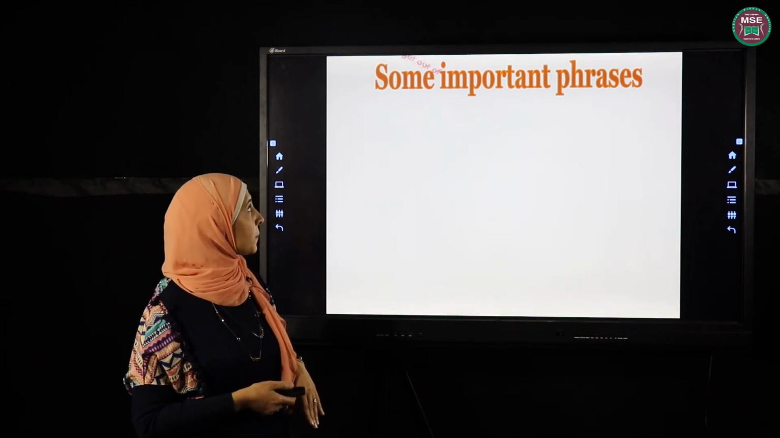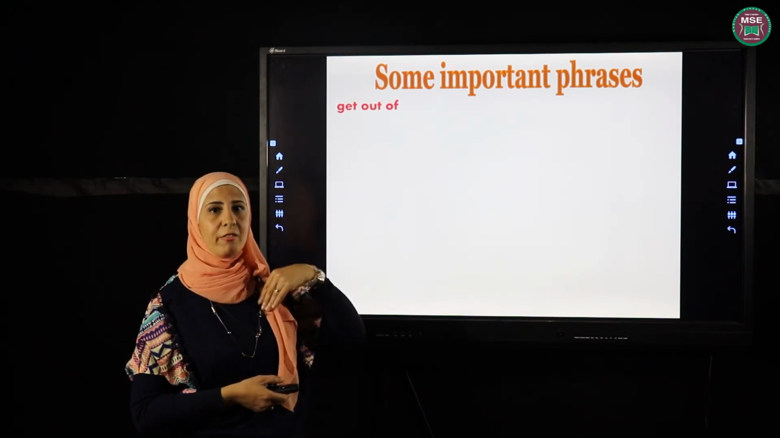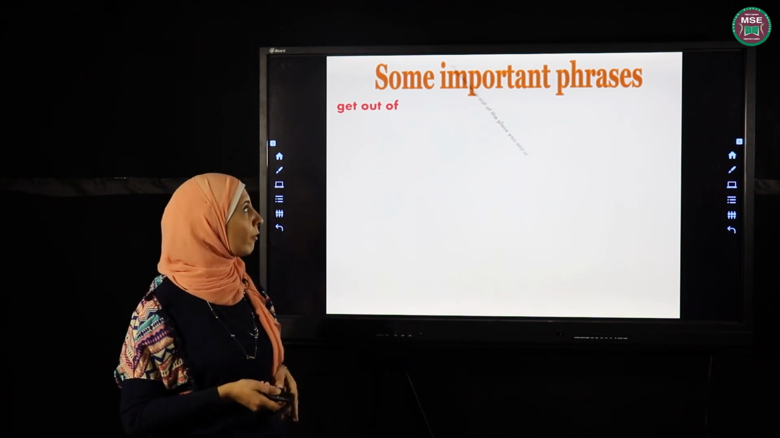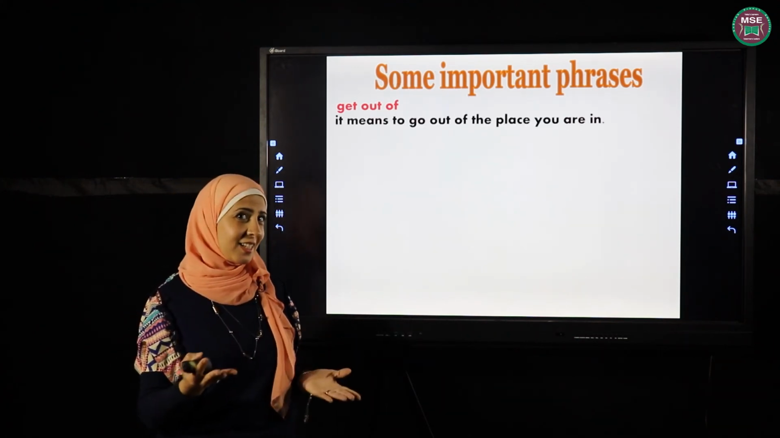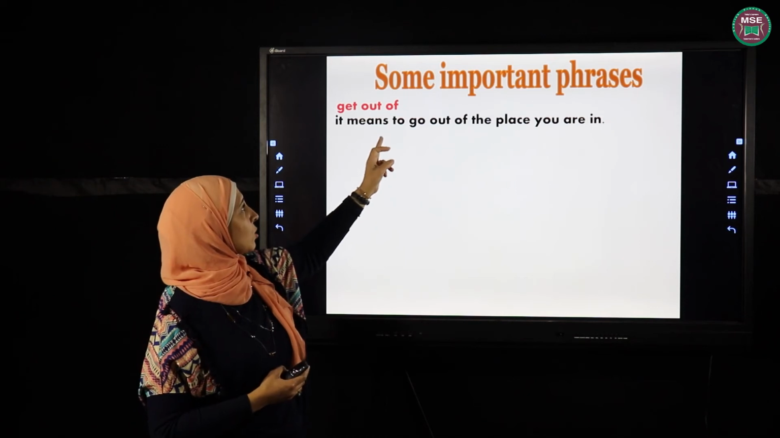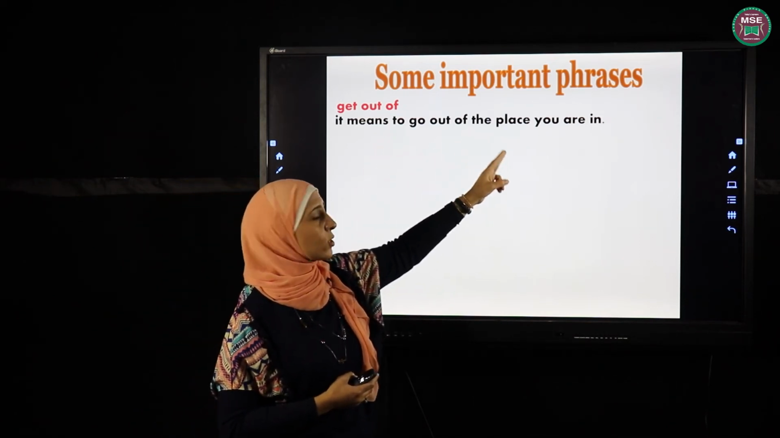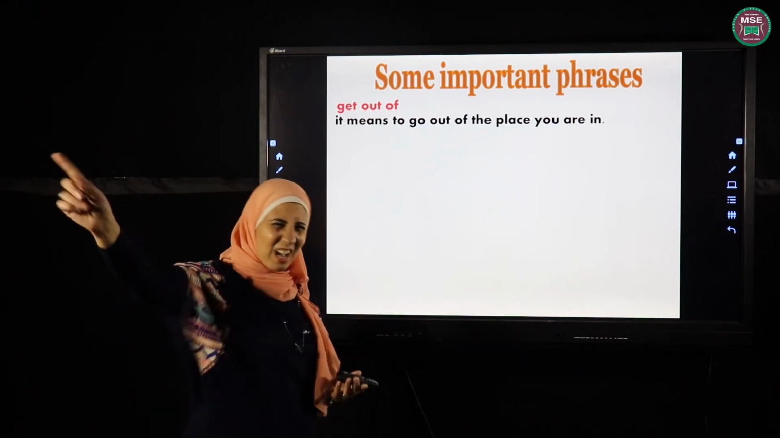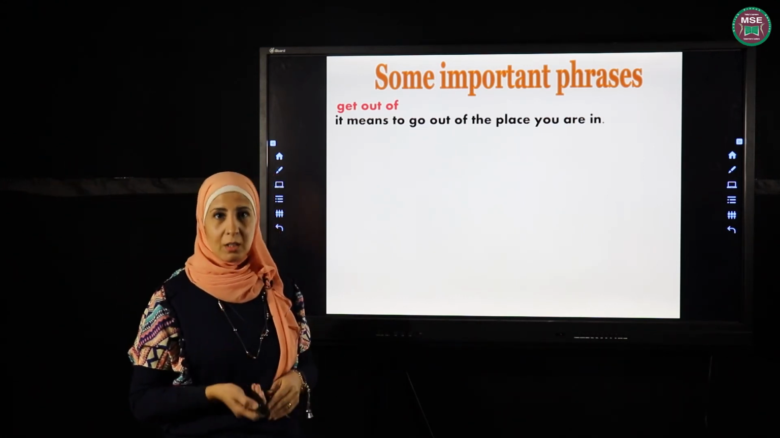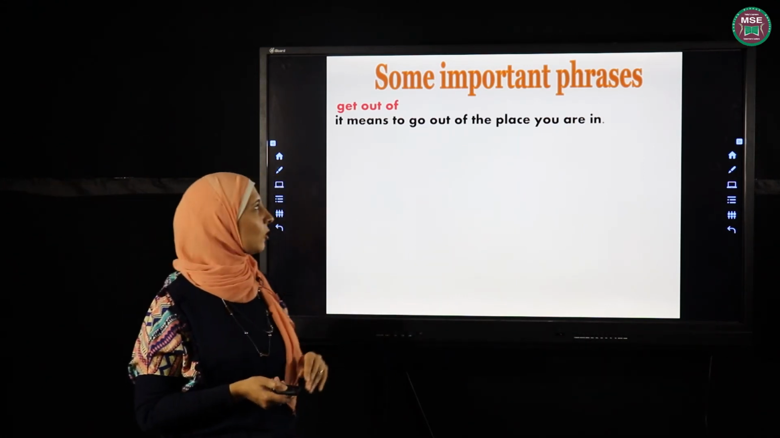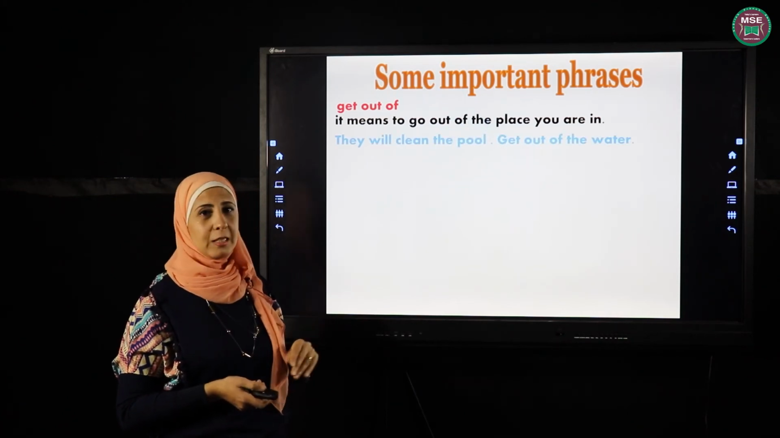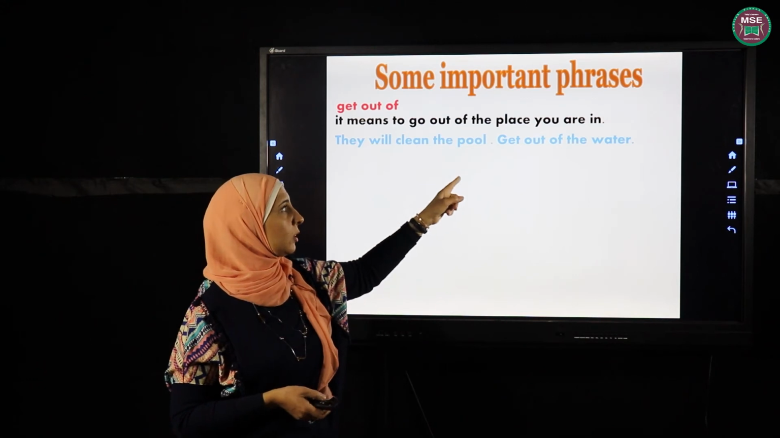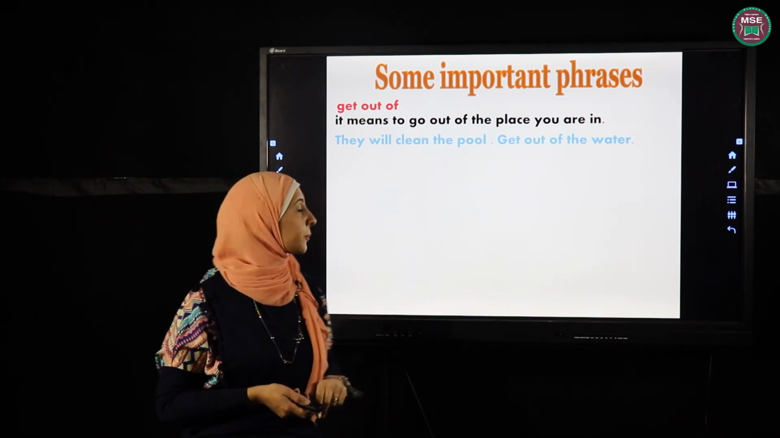The first one, get out of. Okay, what does it mean, get out of? I think it's easy and you can say it very easily. It means to go out of the place you are in. Sometimes your mom is asking you to get out of my bedroom. Get out of the class. Okay. Here is an example. They will clean the pool. Get out of the water.